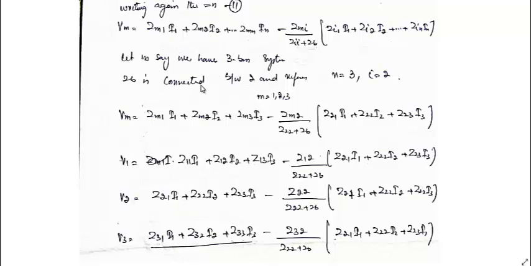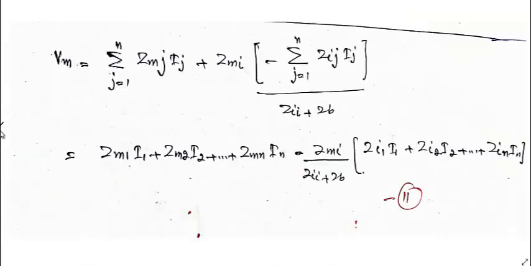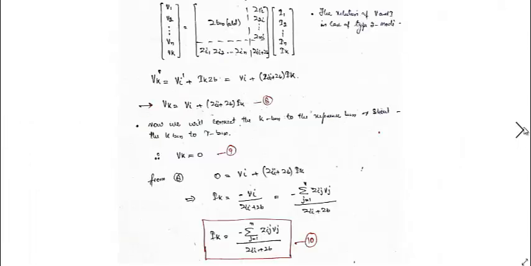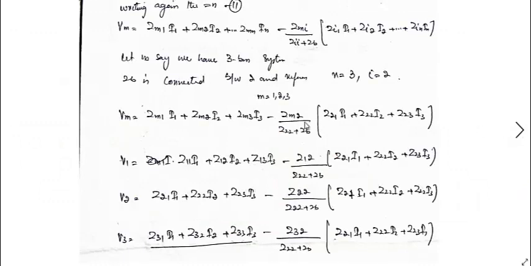This Zb is connected between bus 2 and the reference bus, since we are dealing with this type of modification: an old bus and a reference bus. Yes, old bus and a reference bus. So here I assume that the old bus is 2, and between it and the reference bus we are connecting Zb. So total n is equal to 3. Since I am connecting at bus 2, I is equal to 2, so that will now be fixed.